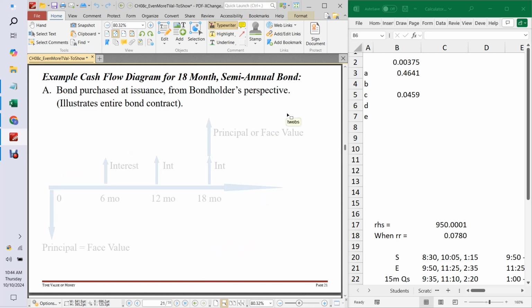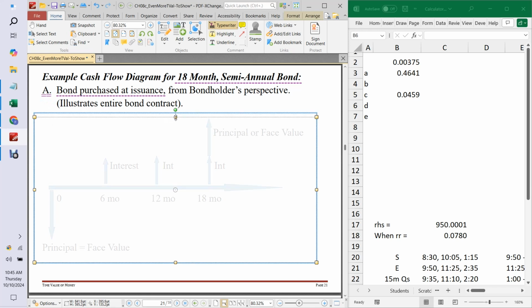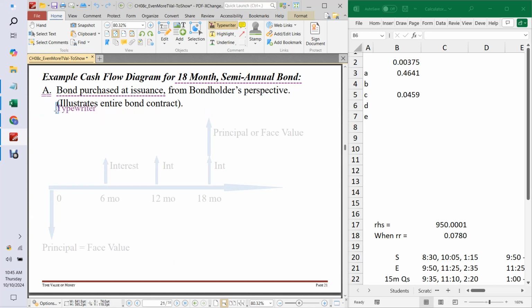All right, so let's see what we're talking about here by looking at a cash flow diagram for an 18-month semi-annual bond. So this is describing what's written in the contract, okay? We're going to start here with the bond purchased at issuance. So this is case A. We'll look at case B in a minute. In this case, we want to look at the full contract. So this will be for someone who buys the bond when it's issued and holds it through the whole contract.